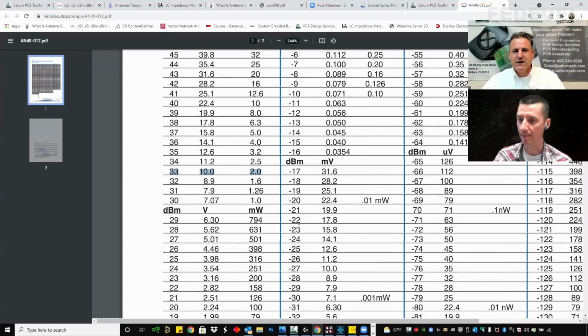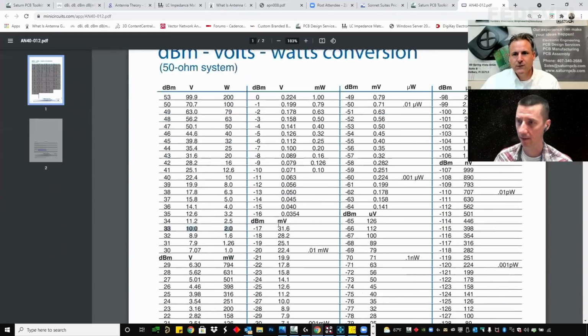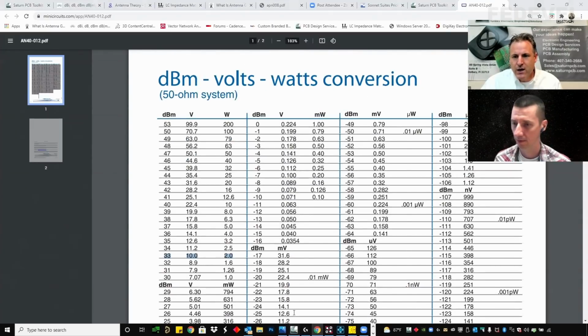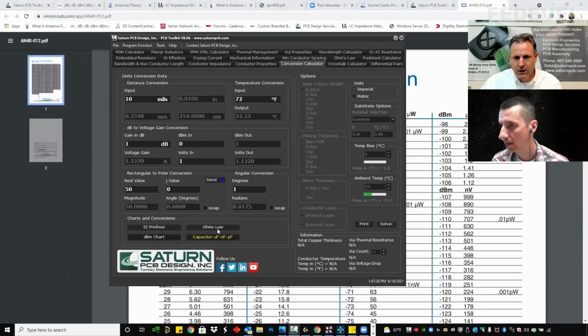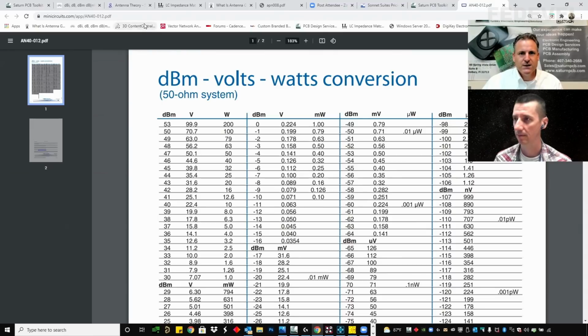So all these tables are in your calculator? There's a link here to a page that I know will be around. Yeah, I see. And this one comes from Mini Circuits. So I linked to it, and it executes your browser and opens up that PDF.